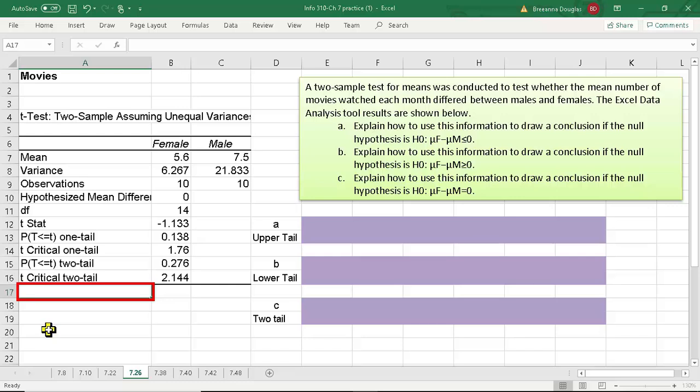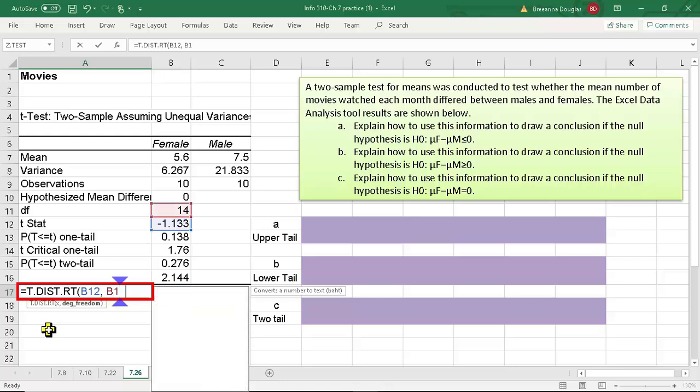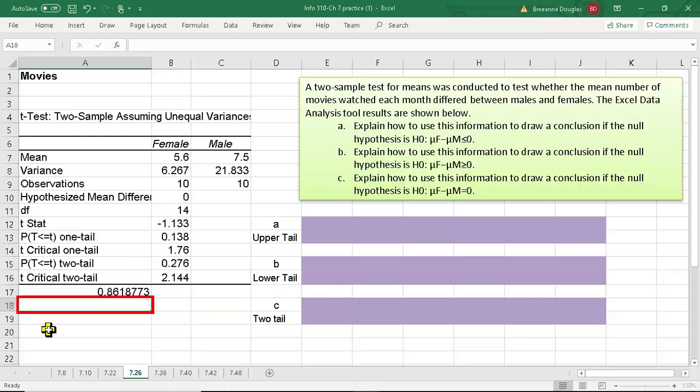You could do 1 minus the p-value for the lower tail test, or you can do T.DIST.RT, which stands for right-tailed. You'll enter the t-test statistic, which is located in cell B12, and the degrees of freedom, which is in cell B11. As you can see, our upper-tailed p-value equals 0.862. We will now move on and start analyzing the result.